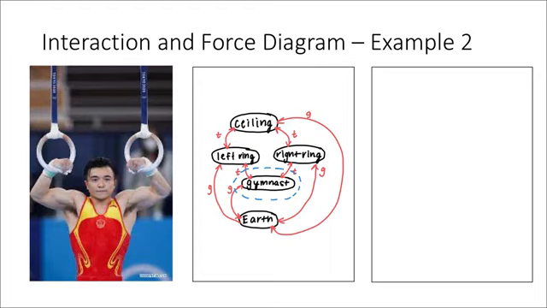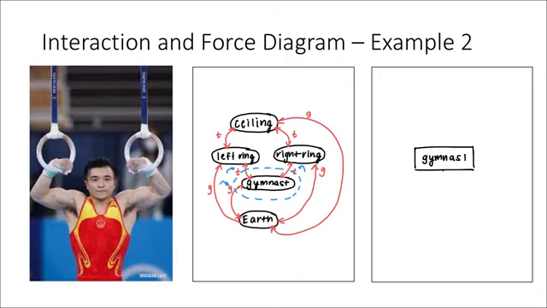Well, I have the force of gravity between the gymnast and the earth. I have the force of tension between the gymnast and the left ring. And I have the force of tension between the gymnast and the right ring. So I know I'll have 3 forces on my force diagram. To draw my force diagram, I'll draw a box and put gymnast in the middle.